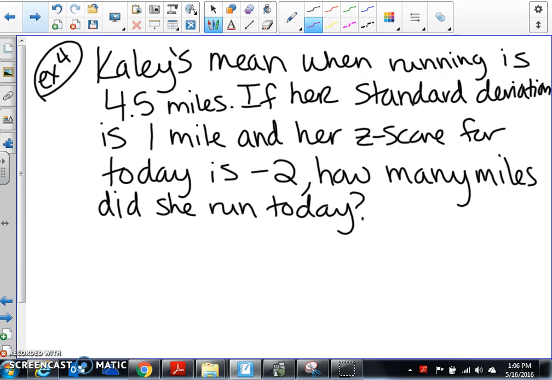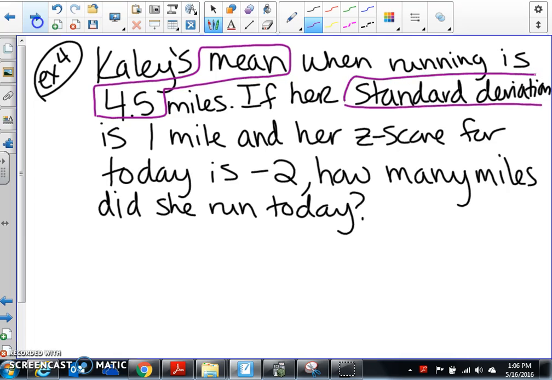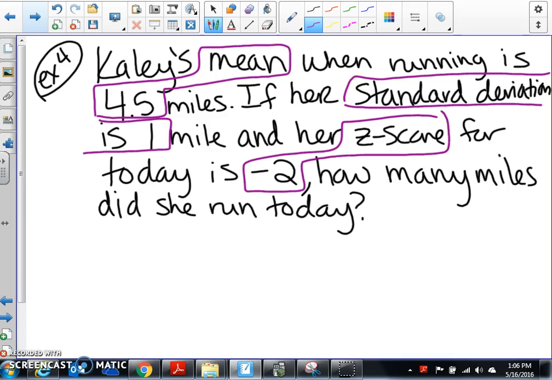Okay, I think this is the last one for practice problems. Kaylee's mean when running is a 4.5. If her standard deviation is 1 mile, and her z-score for today is a negative 2, how many miles did she run today?